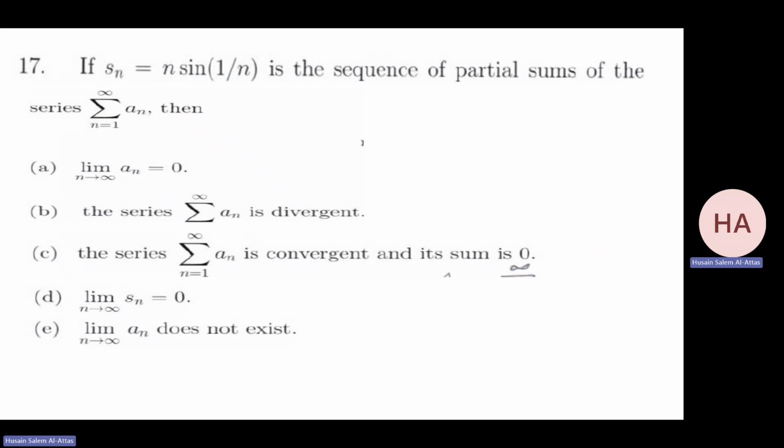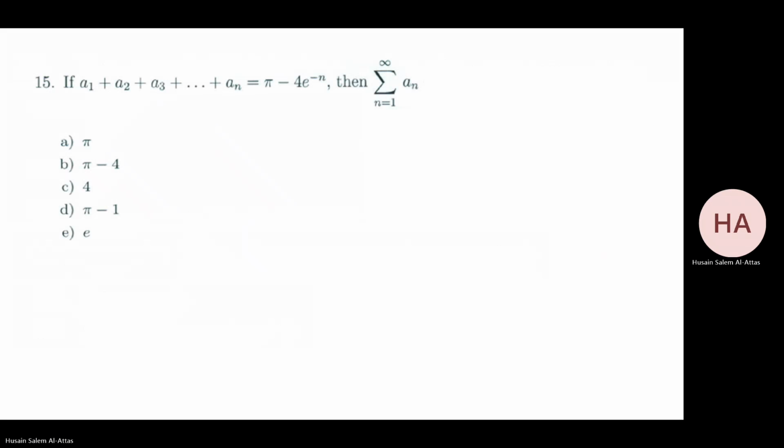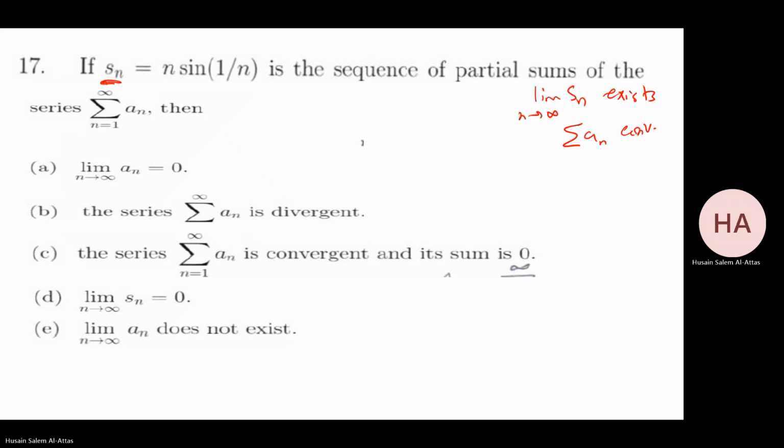Let me do 3, 4 problems, then I will stop. Sn equals this. He gave me the sequence of partial sums. If I need to find the limit of Sn as n goes to infinity, and the limit exists and is equal to a value, then we say the series converges. So let me find this limit first, then I will see how to find the right answer.